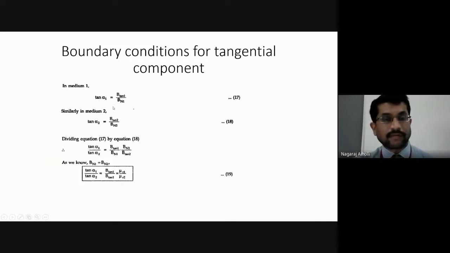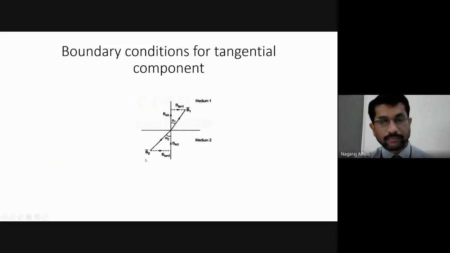In medium 1, we have tan alpha 1 is equal to B tan 1 by Bn1. Similarly, in medium 2, tan alpha 2 is equal to B tan 2 by Bn2. If we divide one equation by another, then tan alpha 1 by tan alpha 2 is equal to B tan 1 by Bn1 divided by B tan 2 by Bn2, that is, B tan 1 by Bn1 into Bn2 by B tan 2. We know that Bn1 is equal to Bn2. They are at the same boundary, they are the normal components, right? Whatever is moving from medium 2, the same will move into medium 1 also. So Bn1 and Bn2 both are the same.